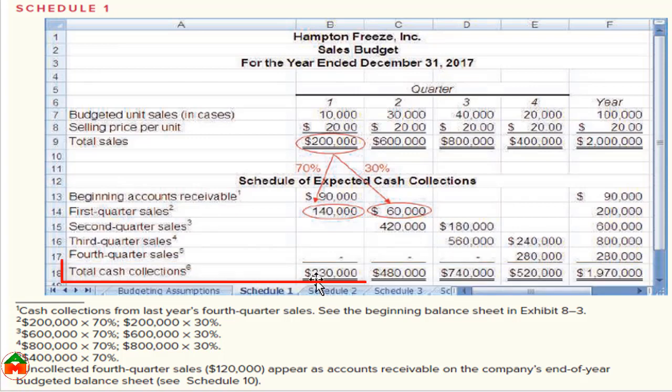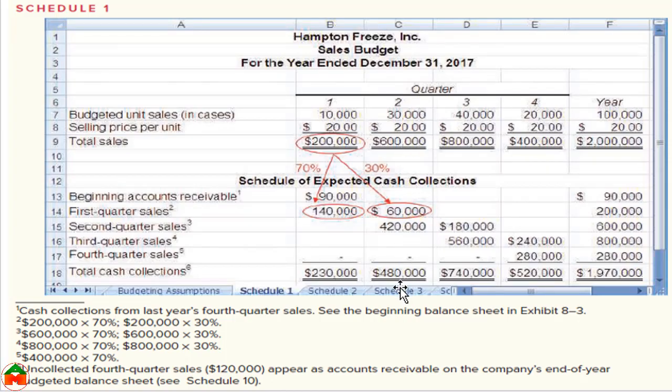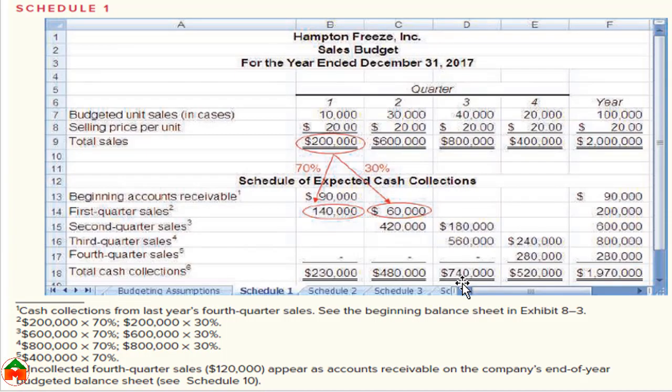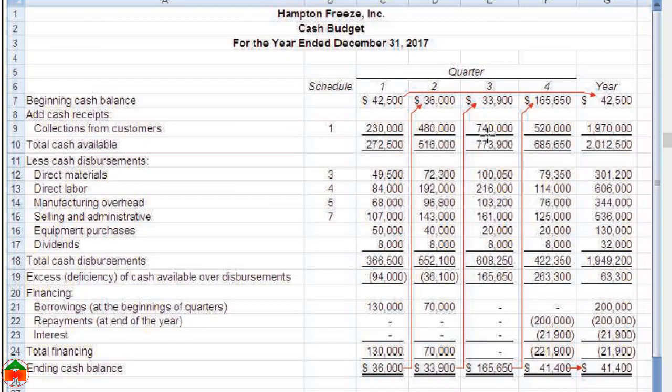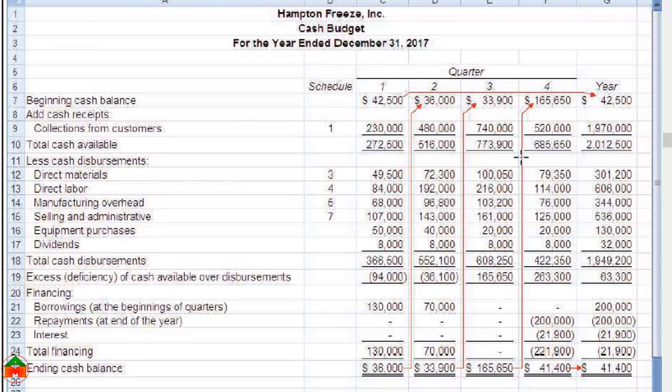We can see in the first quarter 230,000, and in the second quarter 480,000, in the third quarter 740,000, and in the fourth quarter 520,000. These are the cash collections.